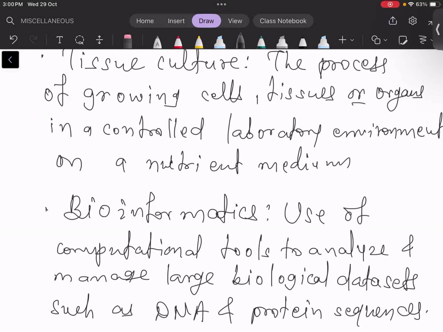Generally, genetic engineering and tissue culture techniques are used in biotechnology. Genetic engineering allows for manipulation of DNA to introduce new traits. Traits means characters, while tissue culture involves growing cells or tissues in a controlled environment.